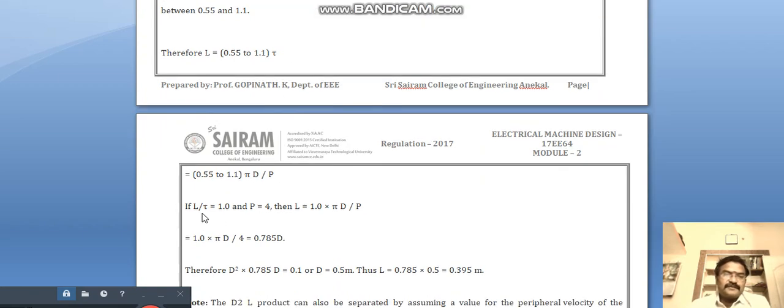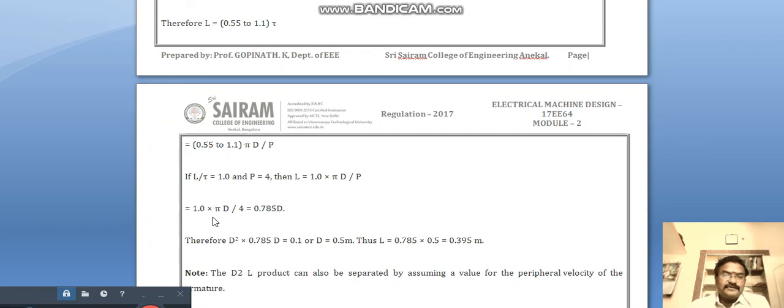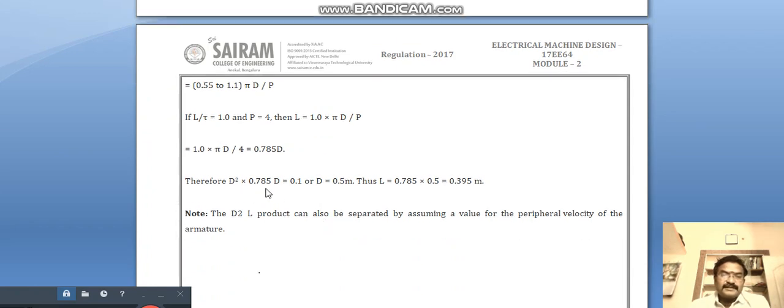Let us consider L by tau is equal to 1 and P is equal to 4. L is equal to 1 into pi D by P, and the value we get is 0.785 D. Therefore, D square into 0.785 D is equal to 0.1, or D is equal to 0.5 meter.